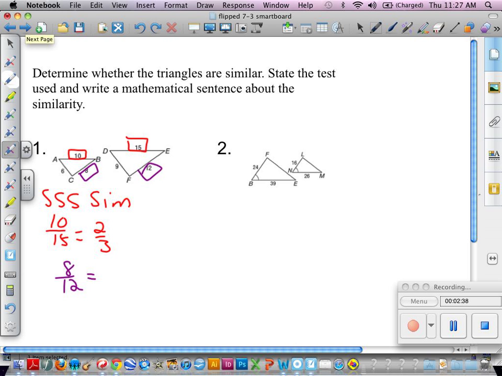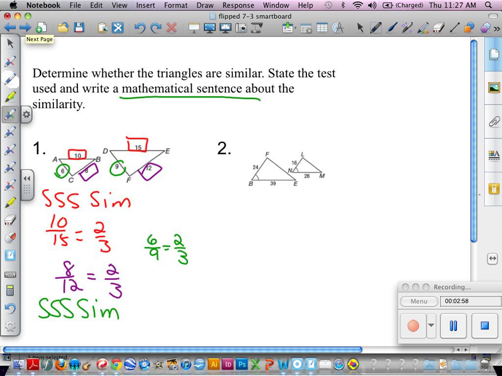I'm going to reduce that, divide by 4. It gets me 2/3. And then I'll take my smallest ones, which are 6 and 9. And that's 2/3 as well. So yeah, these are similar by SSS similarity. And then you have to write the mathematical sentence.